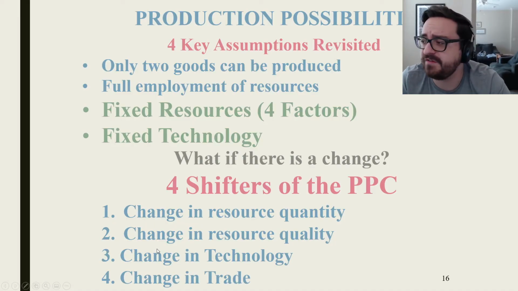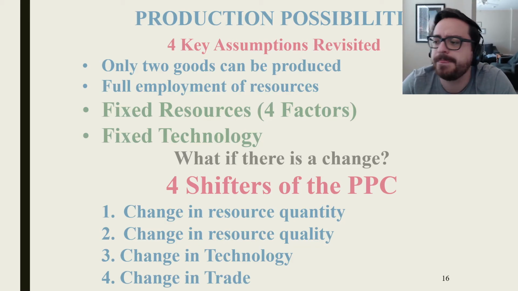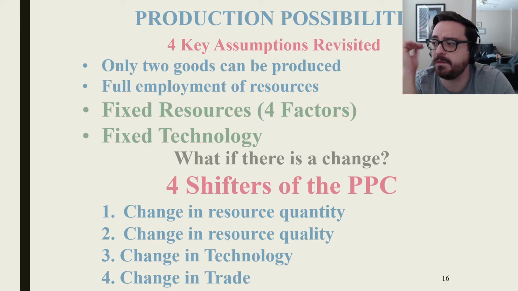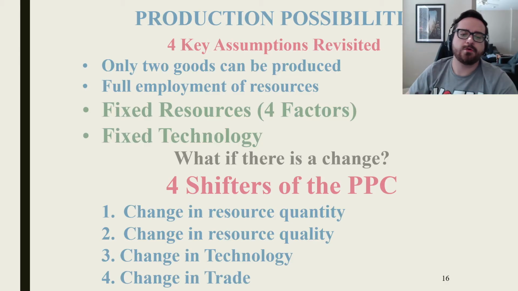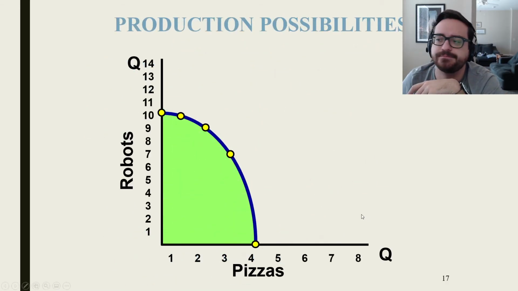A helpful abbreviation, because I love doing abbreviations for my shifters because it helps me remember stuff. For the production possibilities curve, the shifters are QQTT. Quantity and quality of resources, technology, and trade. QQTT, or QTQT, or whatever you want to do to make that work. Let's show you how this works on the graph.